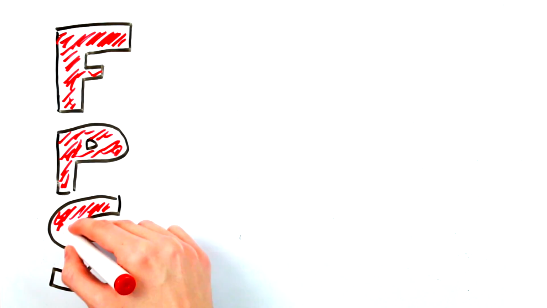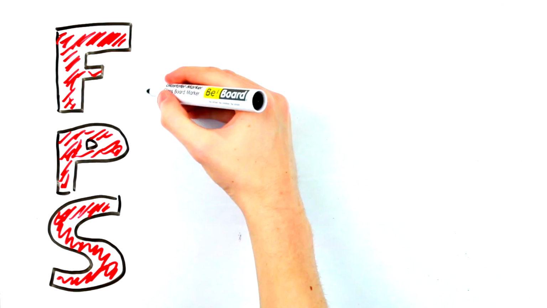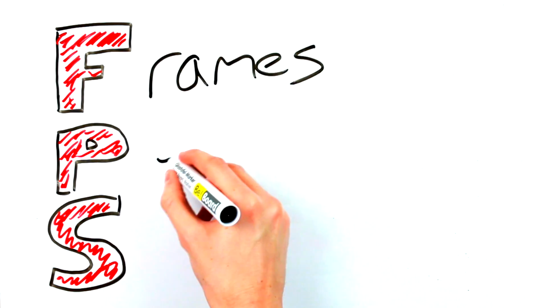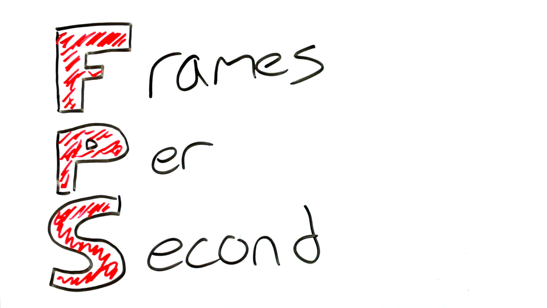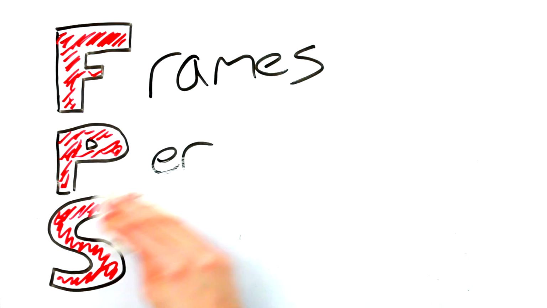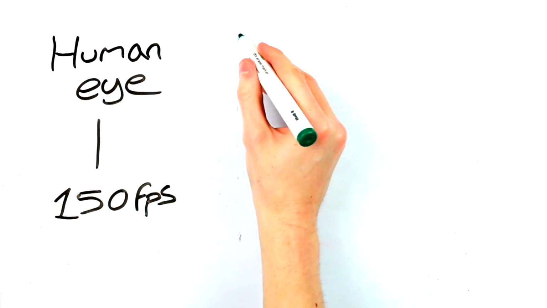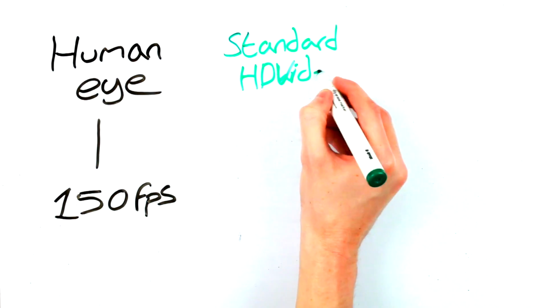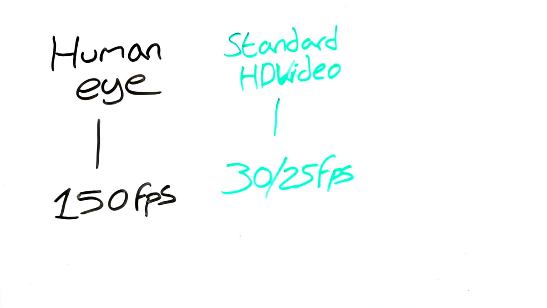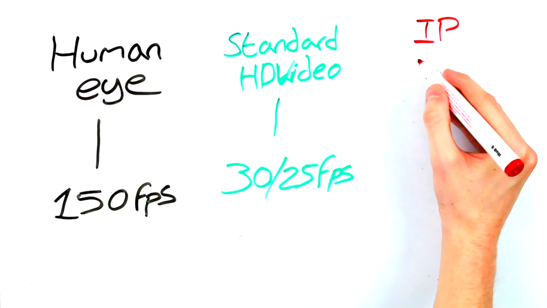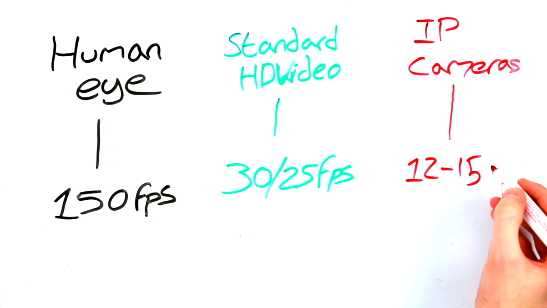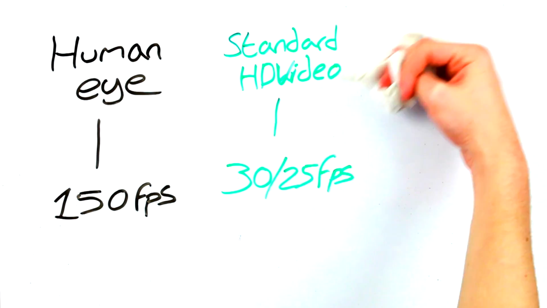FPS. FPS stands for frames per second. Now, if you didn't already know, moving images are made up of thousands of stills or frames run together to create the illusion of movement. The smoothest image processor in the world is the human eye, which views the world around 150 frames per second. Now compare that to your standard HD video camera, which records a much slower 25 to 30 frames per second, and IP cameras that record even slower at around 12 frames per second.